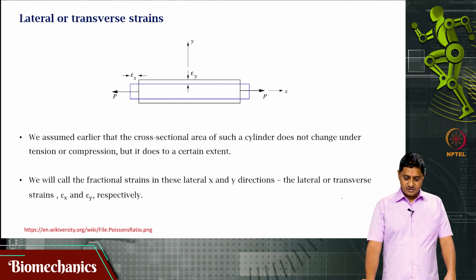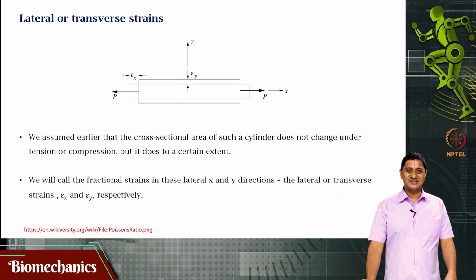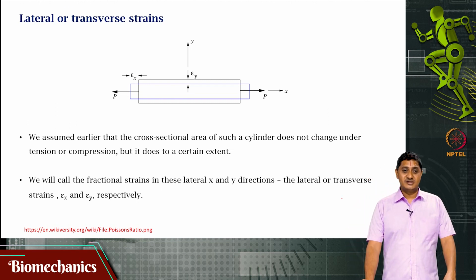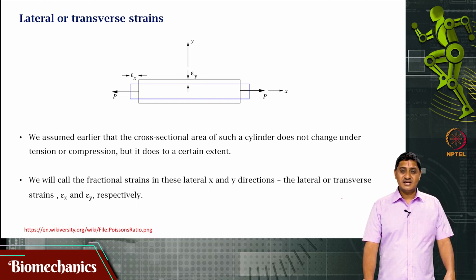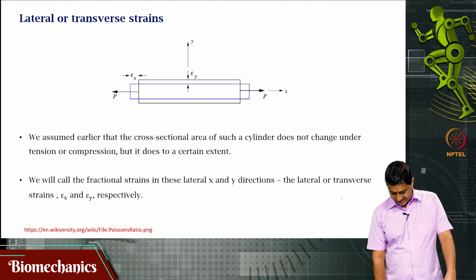What we have also assumed is that the cross sectional area of the material, for example a cylinder, does not change under tension or compression, but in reality it does change. It is not always a uniformly cross sectioned object or material. Okay. So, there will be differential or fractional strains in lateral directions. Right. There will be slightly different strains in x and y directions.